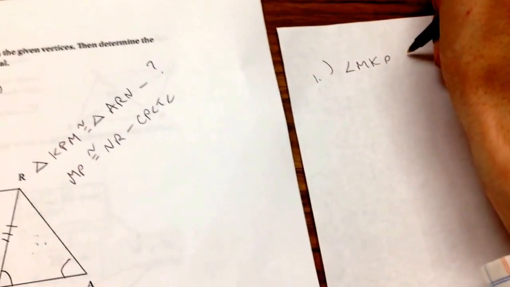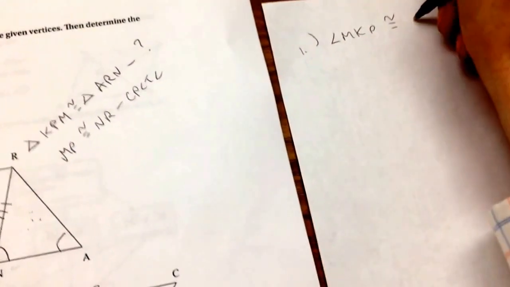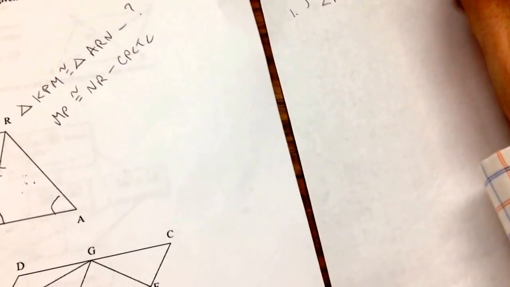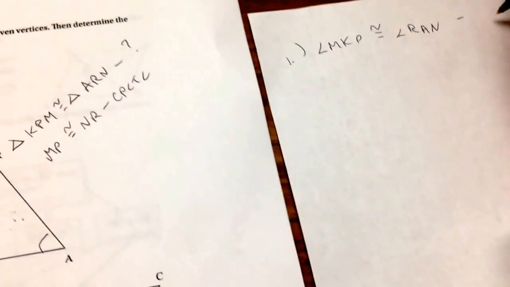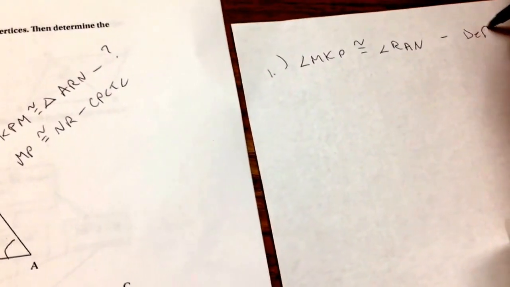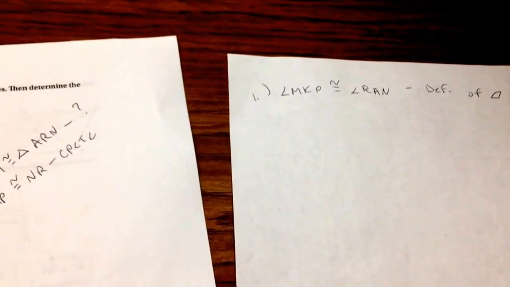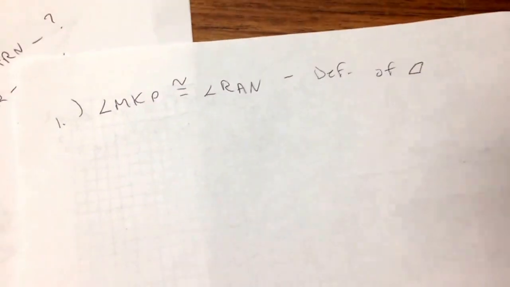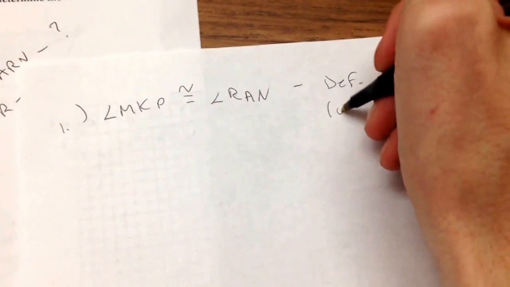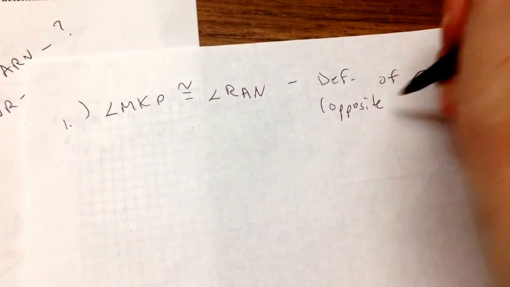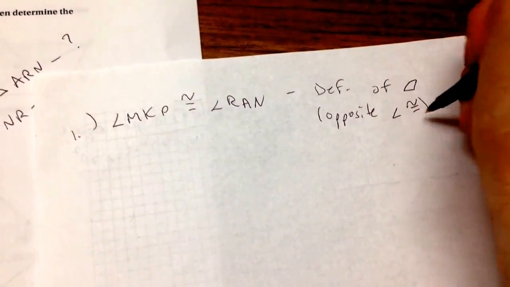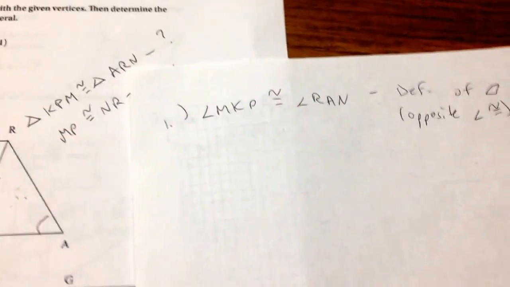So over here, I need to include angle MKP is congruent to angle RAN. And that would just be, we can say definition of parallelogram. Sorry, that's not a very good parallelogram, but you get the idea. If you wanted to get technical, you could say opposite angles congruent. Okay. Either one works for me.